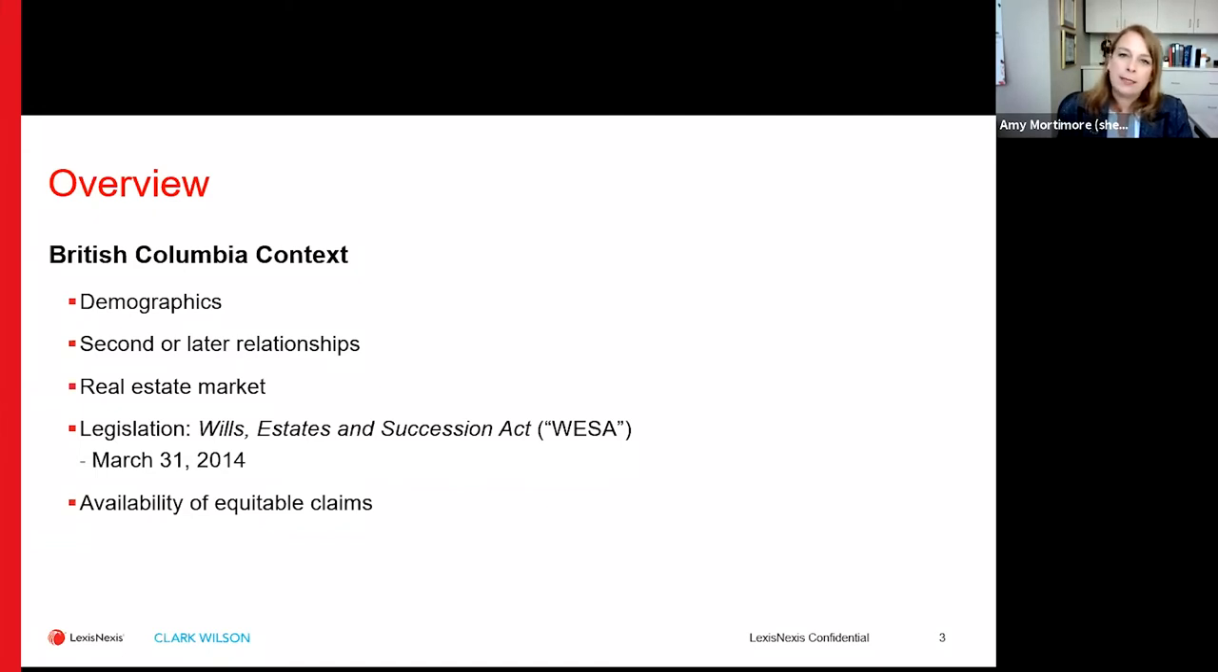And so when WESA came in, we saw a move towards allowing the courts more discretion to take steps to allow the will maker's intentions to be given effect to, even if we, for example, don't have formal compliance with the execution requirements of a will. So we're seeing that kind of underlying drive in the new legislation, which is part of its modernization.